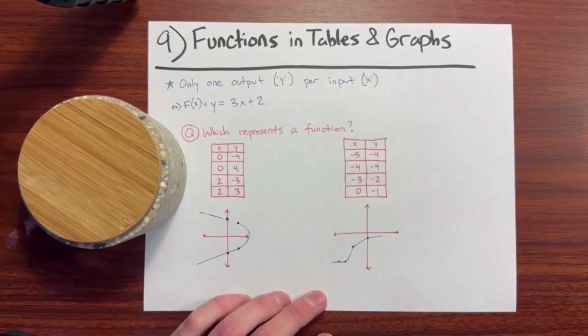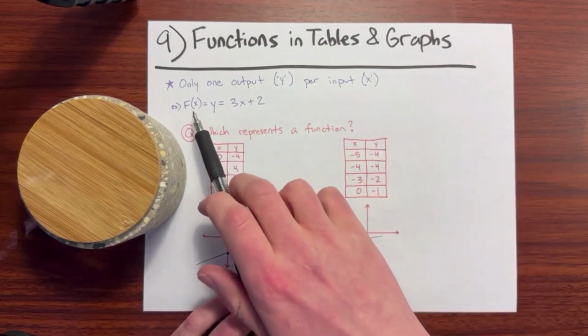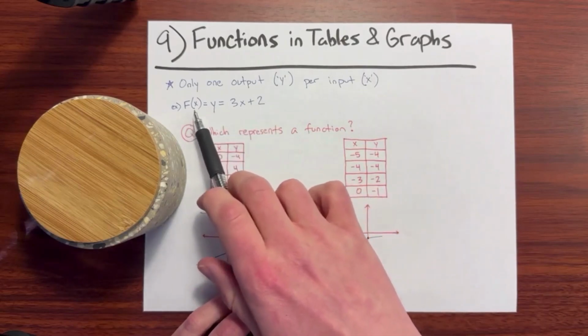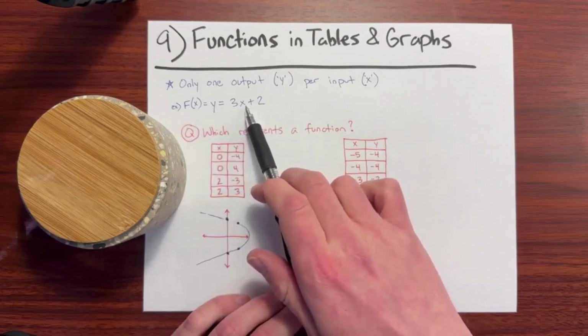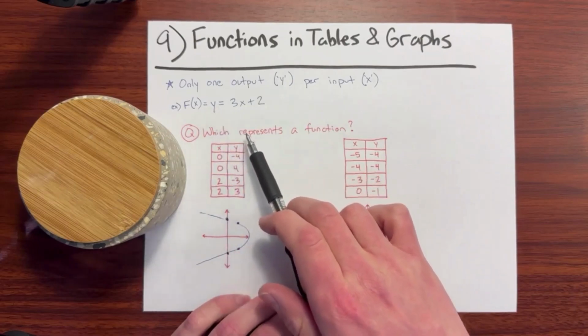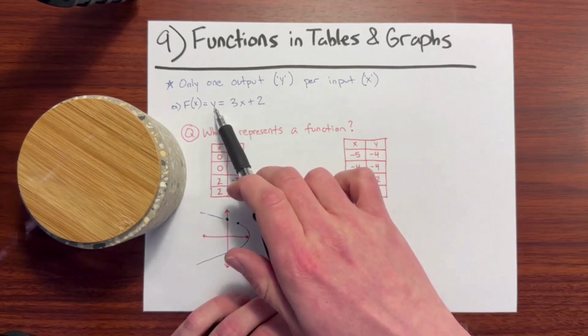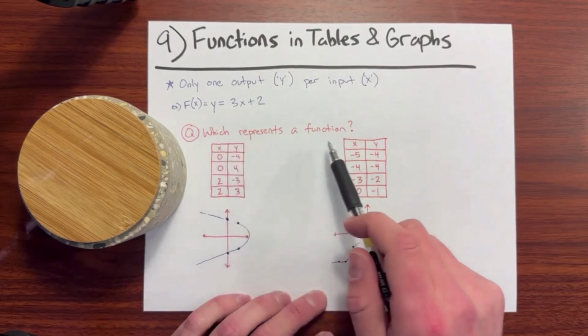Number 9, functions in tables and graphs. You'll need to be able to recognize a function in a table or a graph by determining whether or not there is only one output for every input. For example, let's say that a function represents the equation for a line y equals 3x plus 2. So the function only has one input, x. And for every input, there should only be one output. In other words, if we plugged in a certain number x, we couldn't be getting multiple y's out of that equation. So a question could ask, which represents a function?